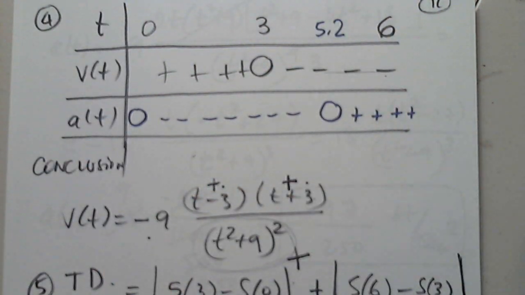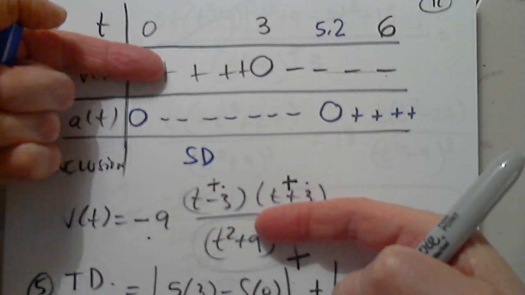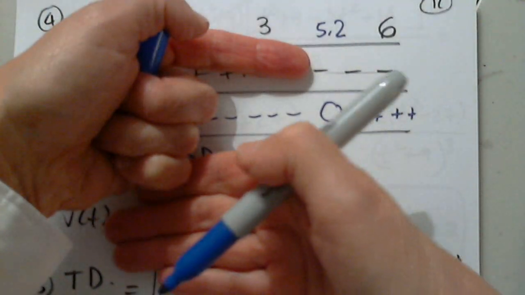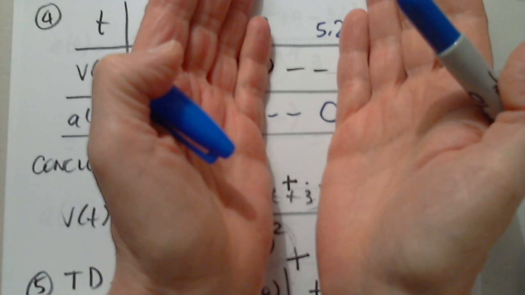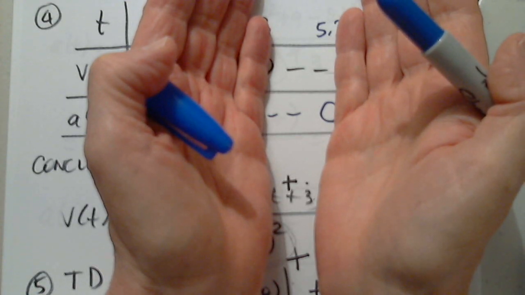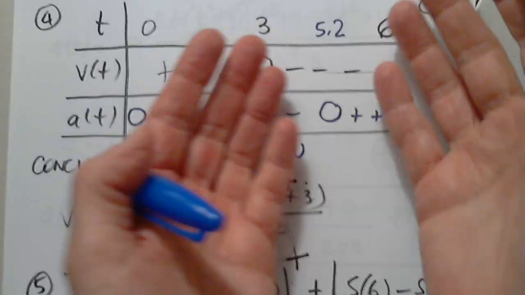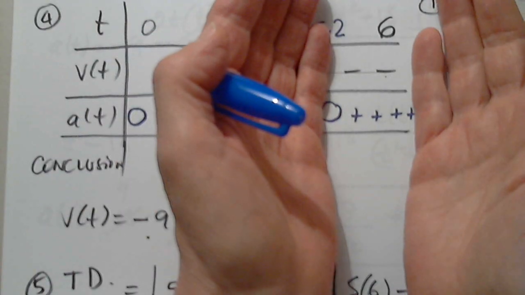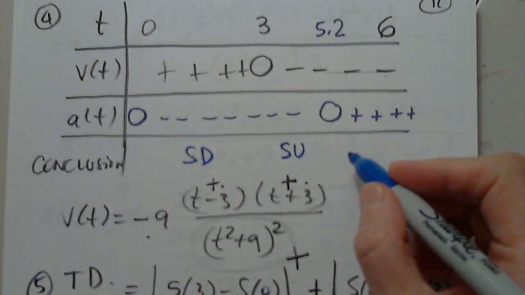Increasing. It's slowing down. Yes. Because the forces are against each other. The velocity goes this way, but the acceleration goes this way. Okay. Between 3 and 5.2. Speeding up. Yes. So it's speeding up because they're helping each other. Even if they're both going negative, that's fine. But they're helping each other. Finally, between 5.2 and 6. Slowing down.